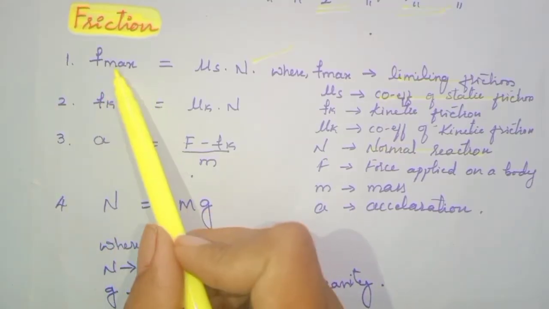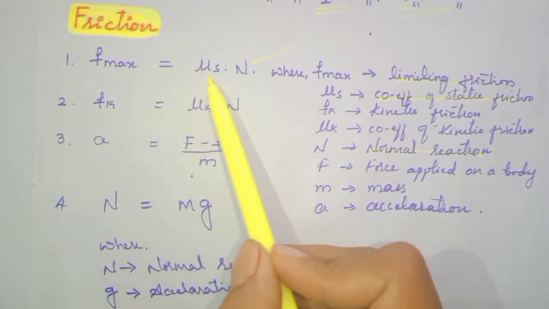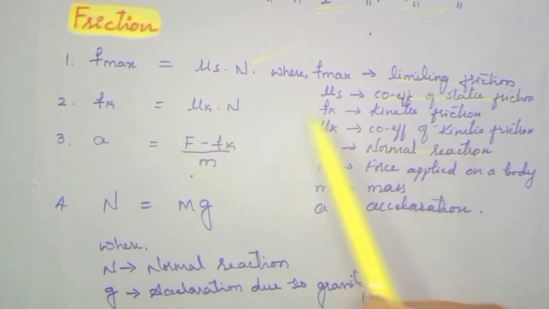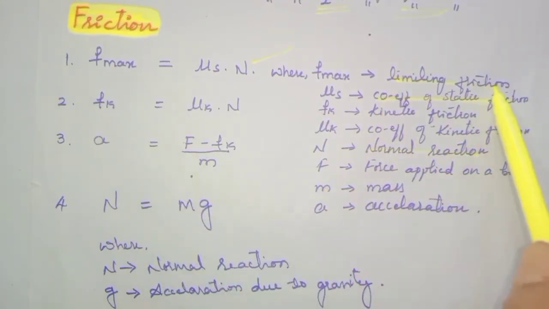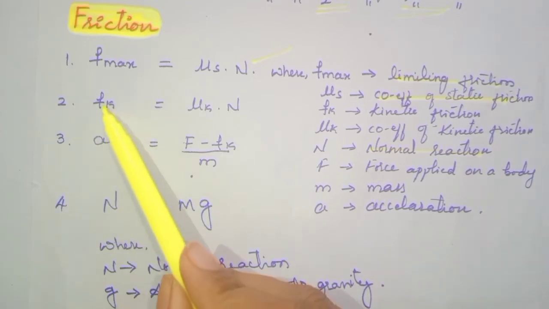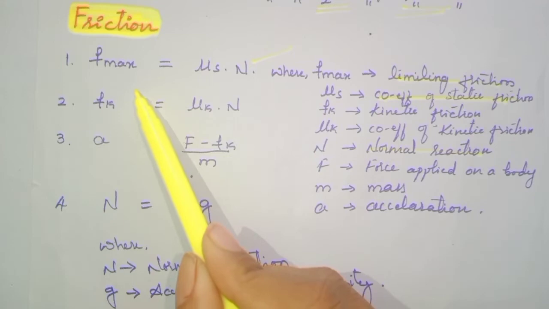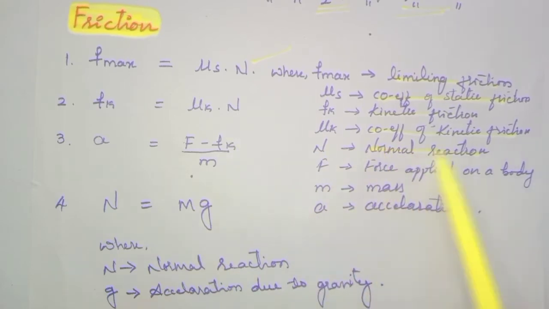The first one is the formula of limiting friction, which is F max is equal to mu s into N, where N is normal reaction, mu s is the coefficient of static friction, and F max is called limiting friction. The next formula is Fk is equal to mu k into N, which is for kinetic friction, where Fk is kinetic friction, mu k is the coefficient of kinetic friction, and again N is normal reaction.